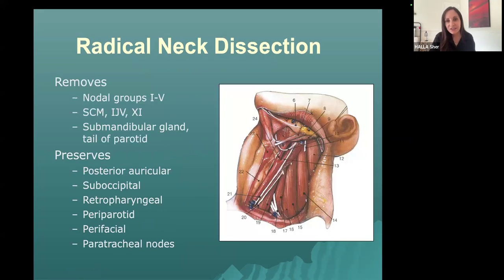So the radical neck dissection removes levels 1 through 5 in the neck, in addition to removal of the sternocleidomastoid muscle, the internal jugular vein, and the spinal accessory nerve, as well as the submandibular gland and the tail of the parotid. It preserves the lymph nodes located in the postauricular region, the suboccipital region, retropharyngeal, those in the periparotid region, the perifacial region, and the paratracheal lymph nodes.